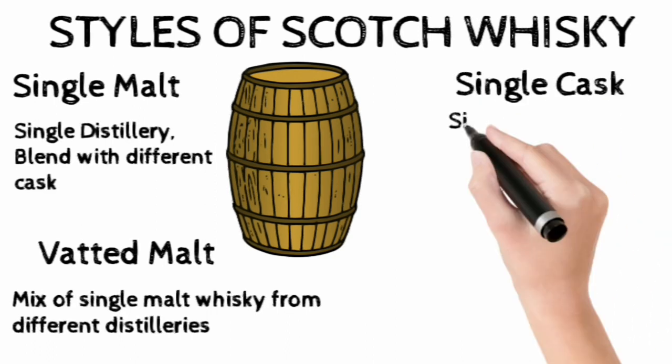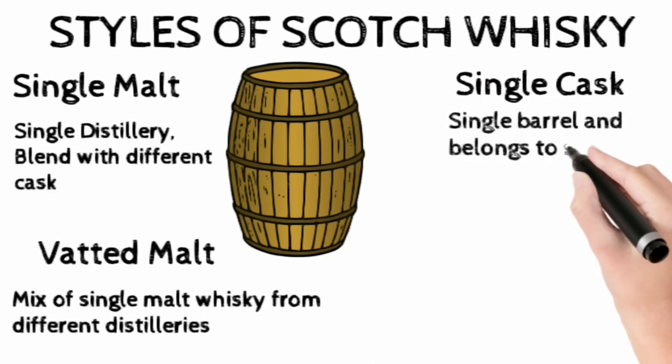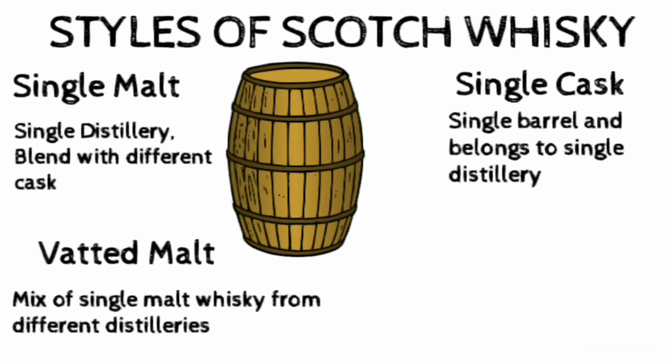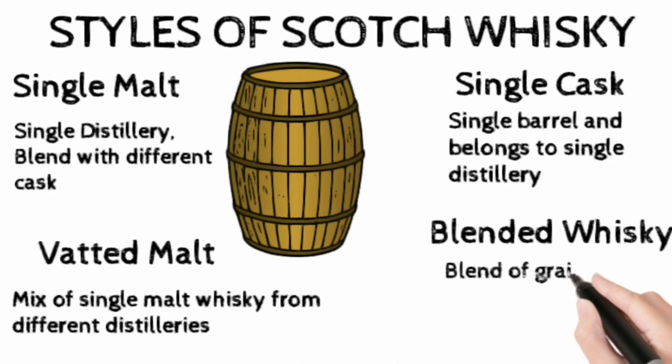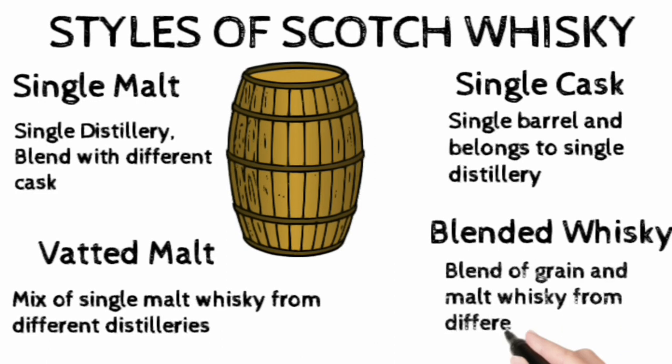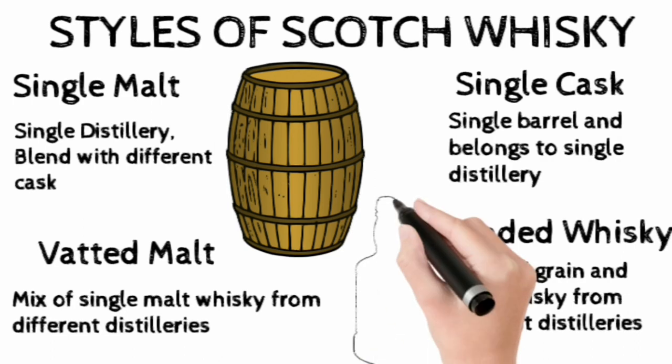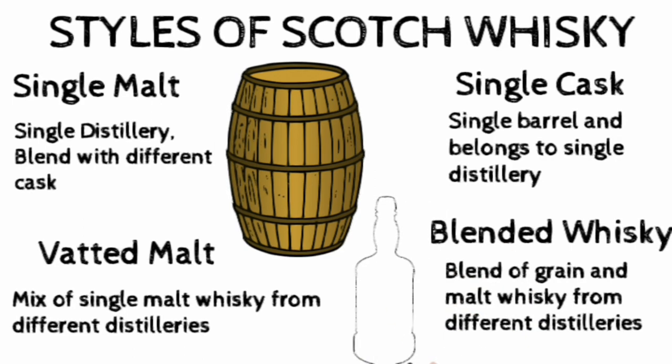Single cask whiskey. Whiskey comes from a single barrel and belongs to a single distillery, which is expensive as well. Blended whiskey. It's a blend of grain and malt whiskey from different distilleries. It's classified into regular, premium and deluxe as per the whiskey maturation.